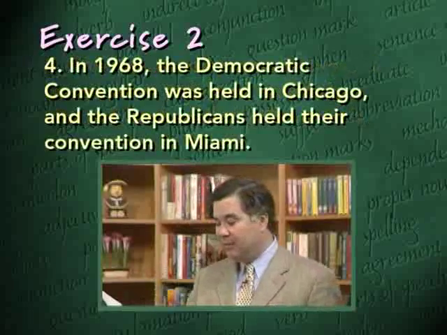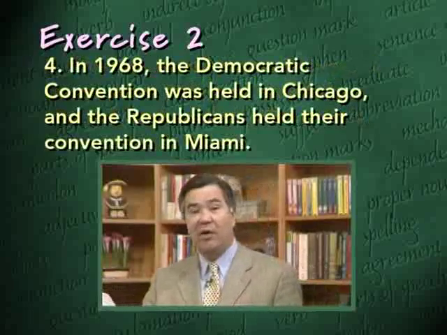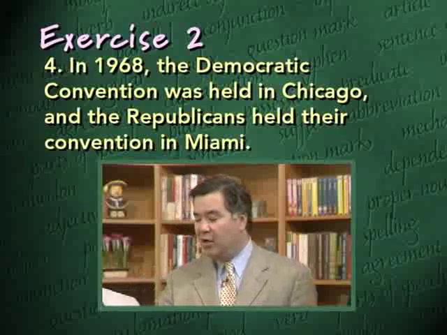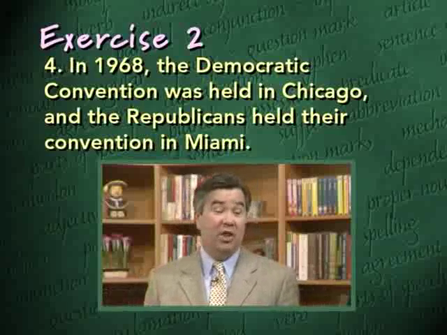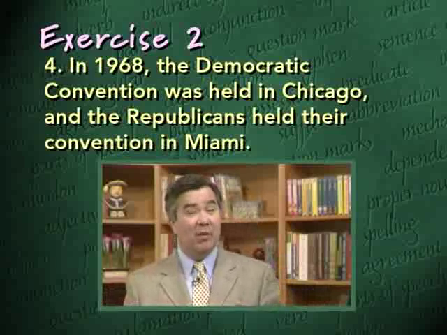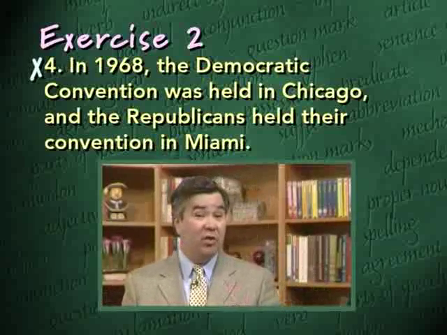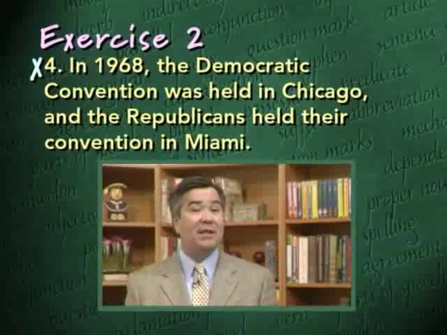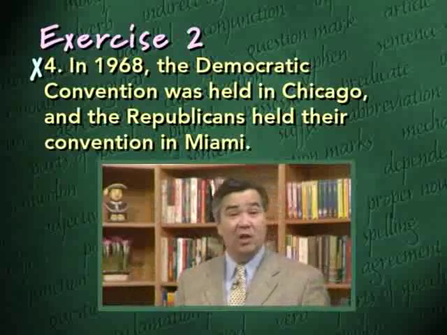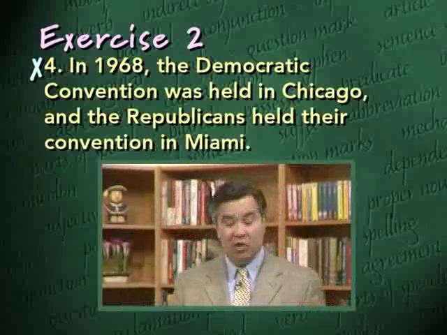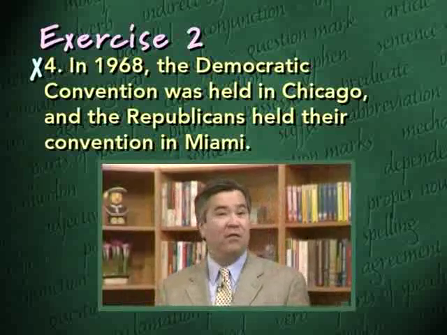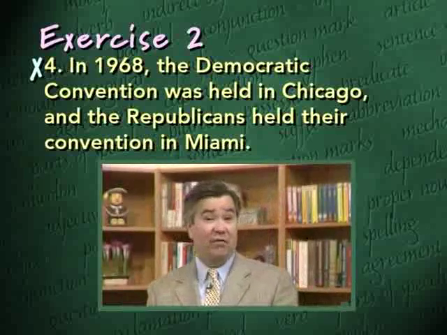Next example. In 1968, the Democratic Convention was held in Chicago, and the Republicans held their convention in Miami. Now, what's wrong with this sentence? Well, the problem is a subtle one. Here we have two actions being described that are quite similar or parallel, related to one another. However, the first one is described using a passive verb, and the second one using an active verb.